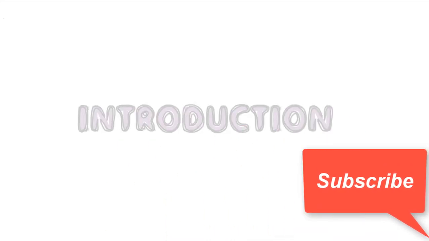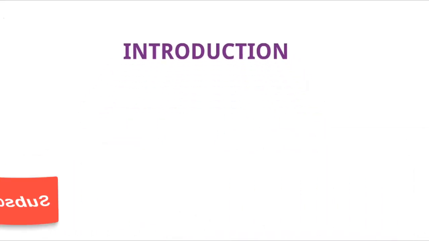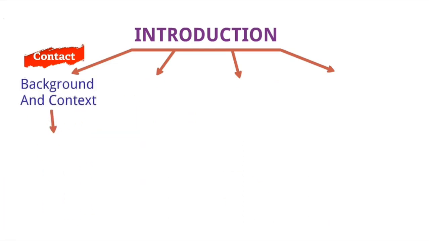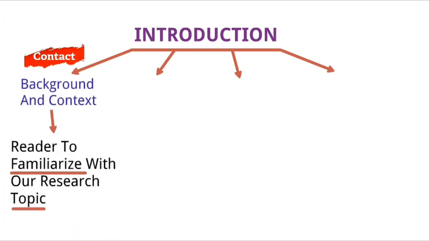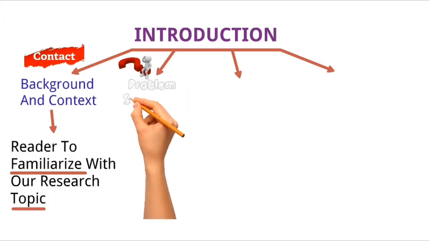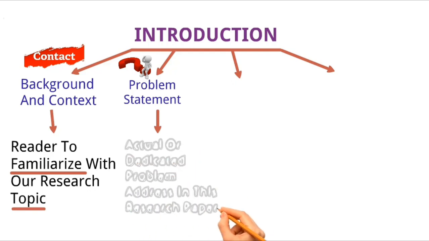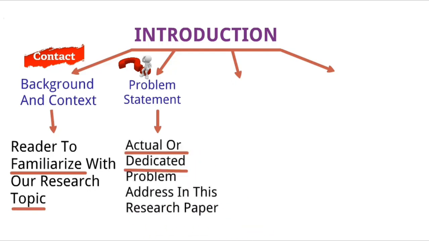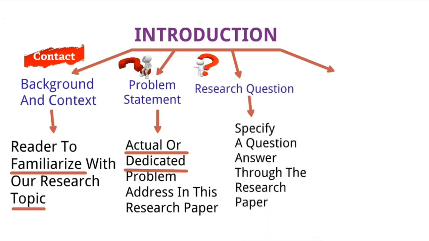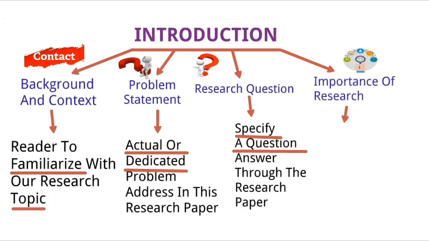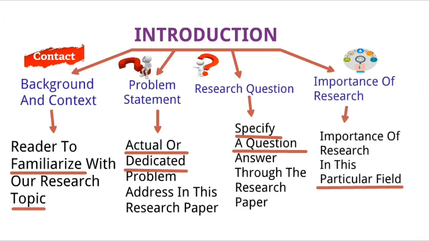Now next I will tell you about the introduction section of the research proposal. Firstly, it will contain background and context. It will help the reader to familiarize with our research topic. Second, it will contain the problem statement, which will explain the actual problem we are going to address in this research paper. Third, the research question. It will specify the series of questions which we are going to answer through the research paper. Last but not least, we will also describe the importance of research in this particular field.